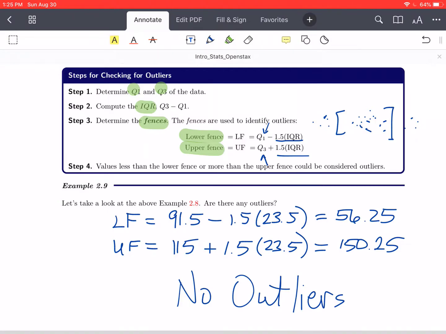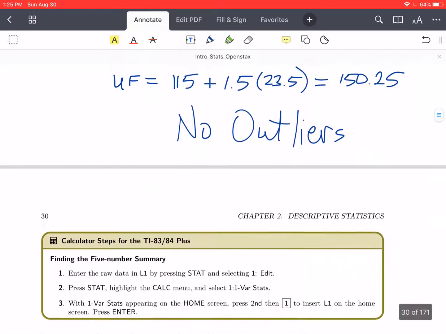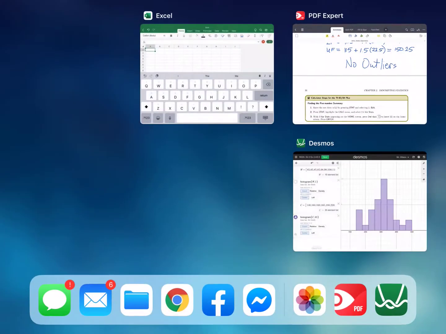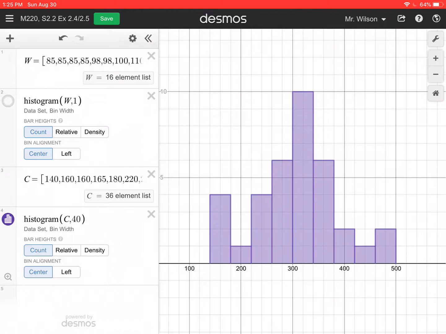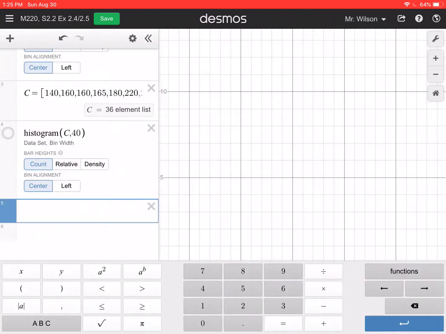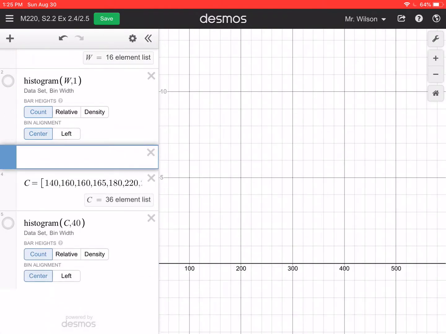Now, when it comes to finding the 5-number summary, you'll see at the top of the next page here, they show you how to do it on the calculator. I'm going to show you how to do it on Desmos. It can be very quick and simple. Okay, so we're still using the weight data. So that's my W up there at the top. So let me pull this up here.